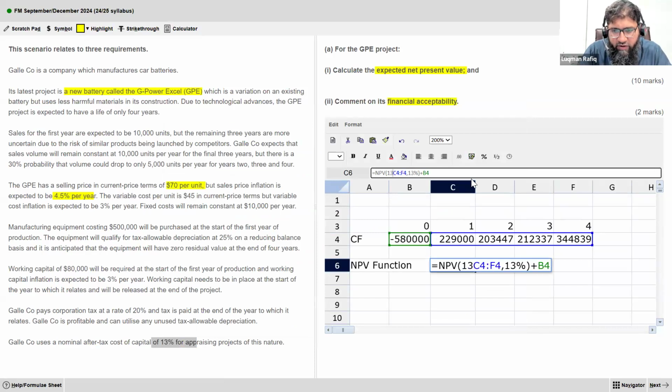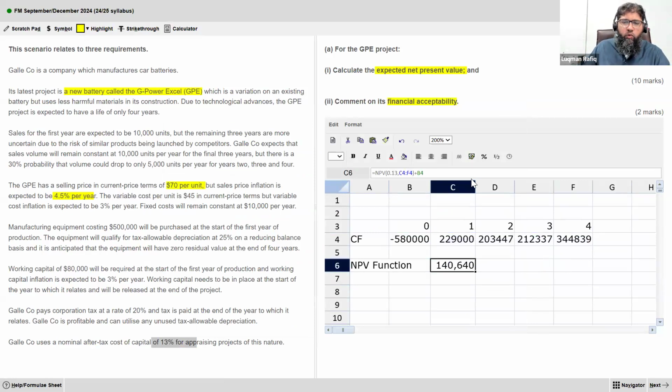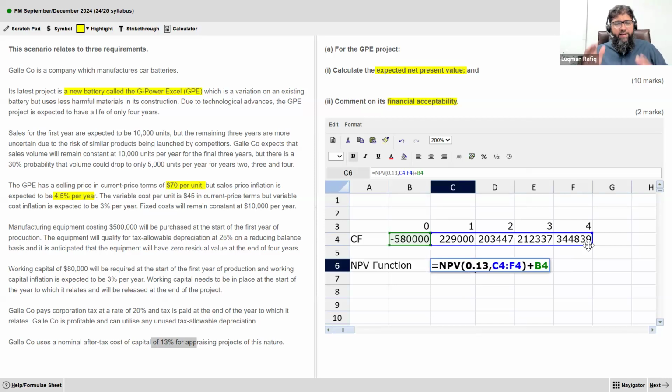NPV 13%. No, I'll just write it down 0.13, comma. And then I'm gonna just say okay. See, yeah, I got this 146.40. So all that I have to do is that I'll just open it up. What did I do? I said NPV bracket open. Whatever the interest rate is, I just wrote it down as 0.13, the 13%. And then comma, what did I do? I selected all the inflows.